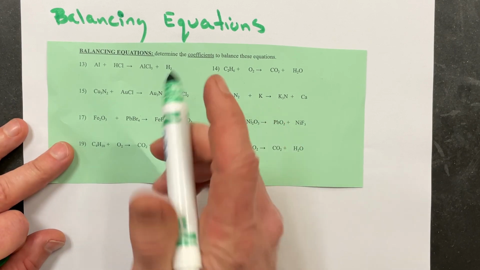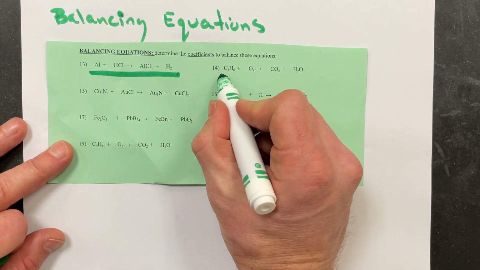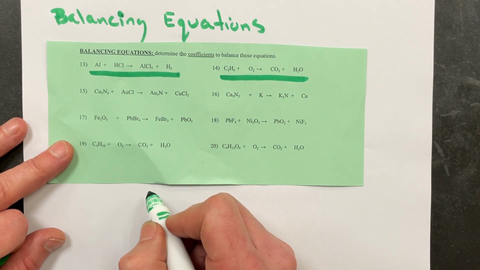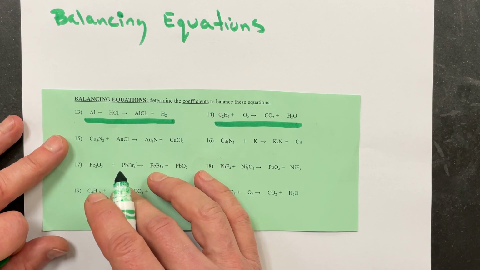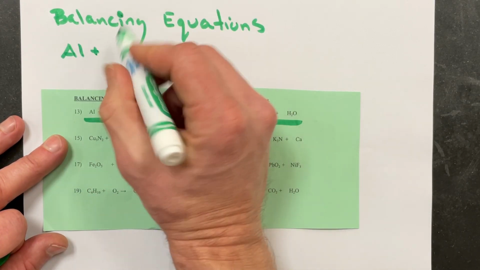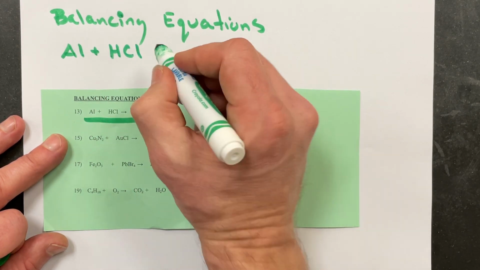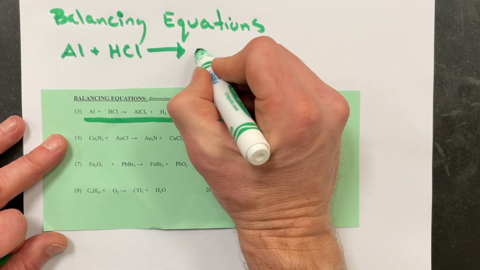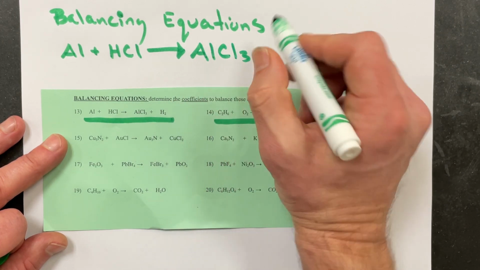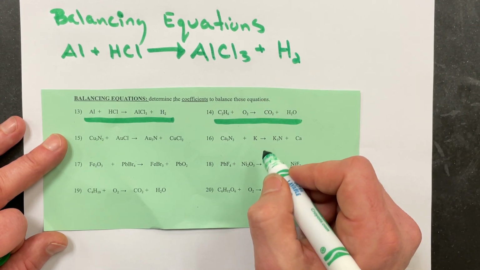I thought today, let's do this one right here. And we could also do this one right here. So we'll do two practice balancing problems. So our first one, we have aluminum and HCl, hydrochloric acid, and they are reacting to form aluminum chloride and hydrogen gas. And what we need to do is balance that.